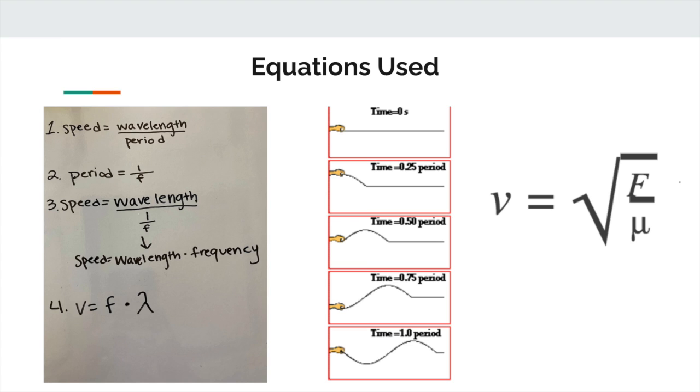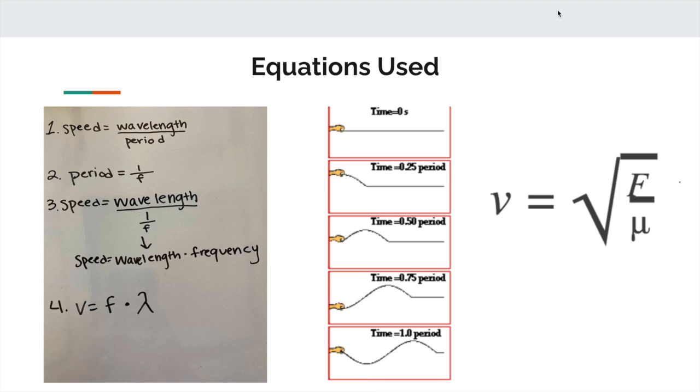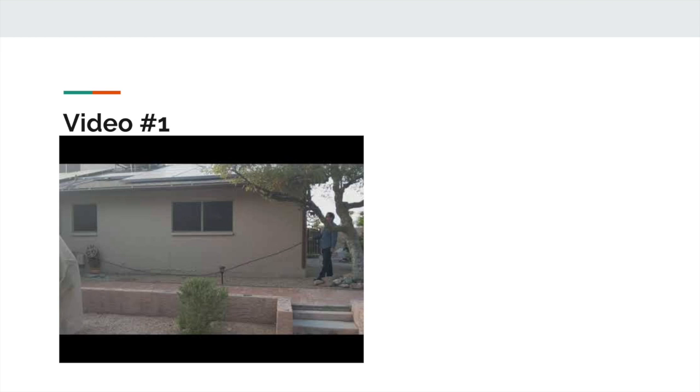The period of the experiments was taken by using the time in the video, and frequency could be calculated by taking the inverse of the period. Using the equation v equals square root of F over mu, it can be said a rope with more tension and less density will have a larger velocity.